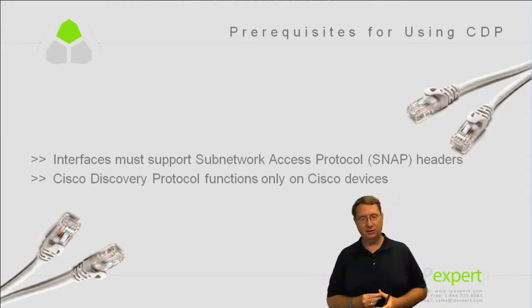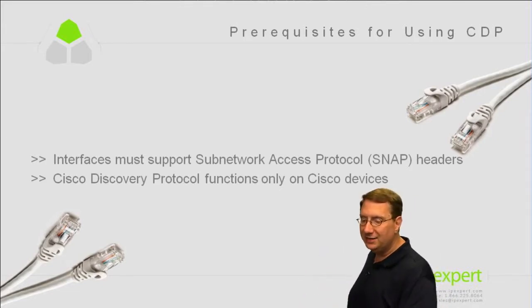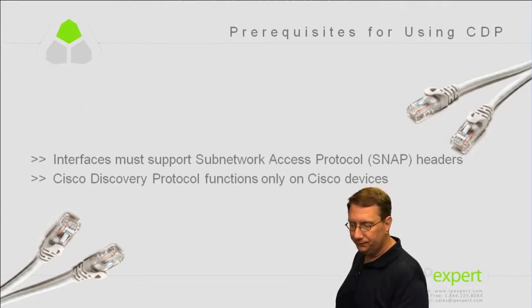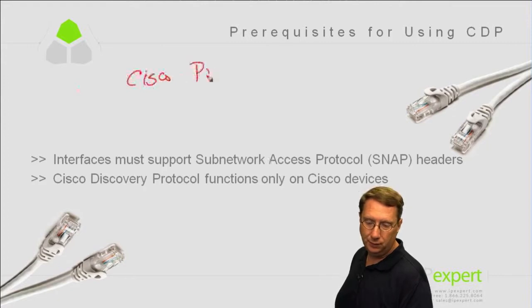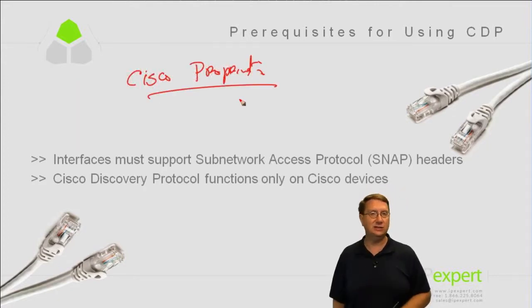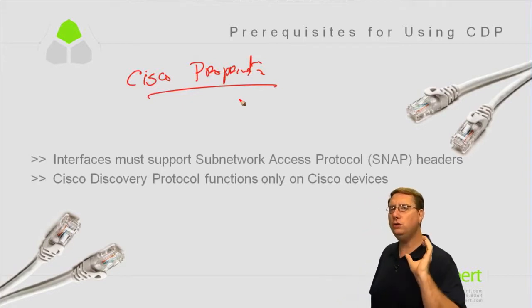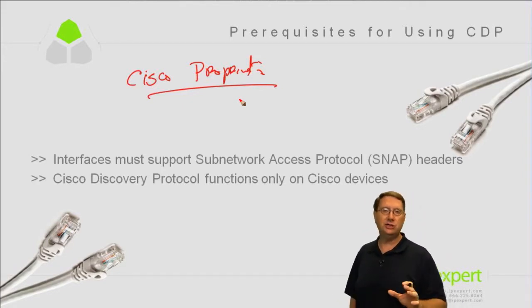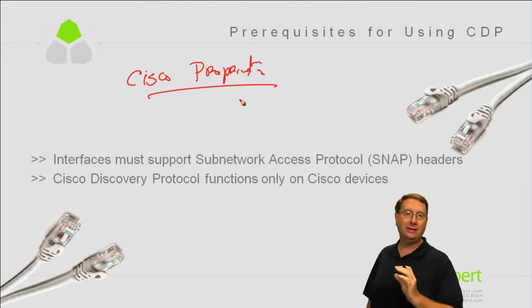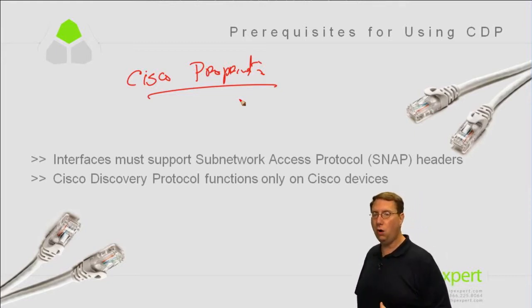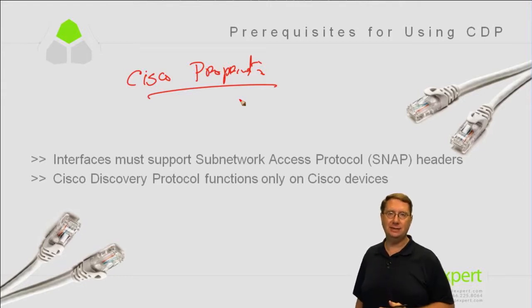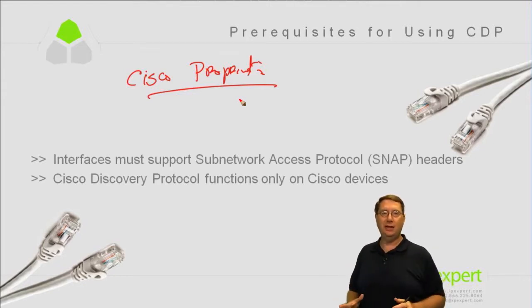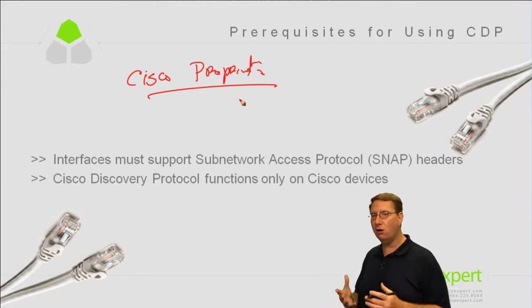Now, the other part of this here is we also have to recognize that CDP is Cisco proprietary. In fact, what we're going to find is that it's Cisco proprietary, but it was so useful that the industry standards body decided that they were going to make their own version of a protocol called Link Local Discovery Protocol, which we're going to be talking about in the next lesson. And they wanted to utilize it because CDP was such a powerful tool.